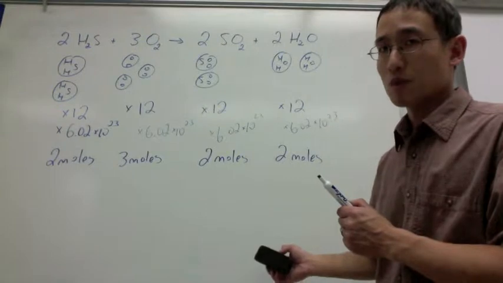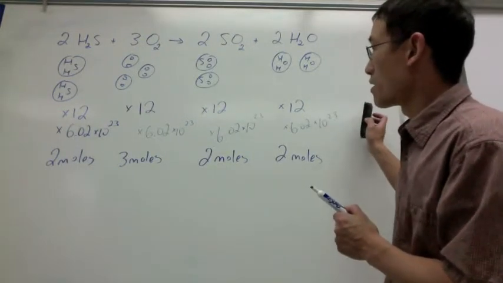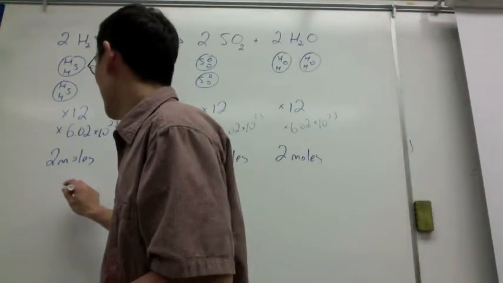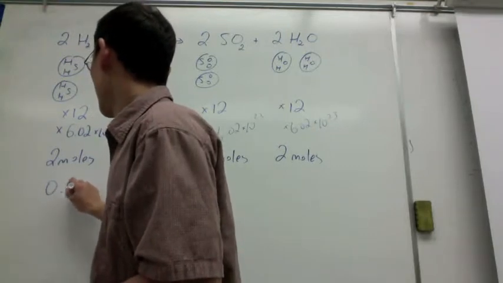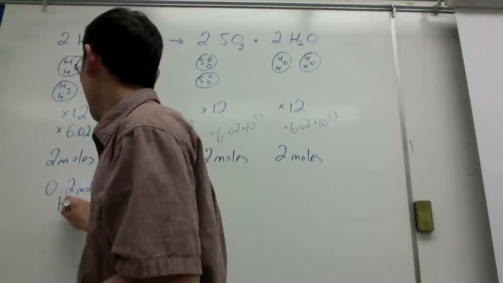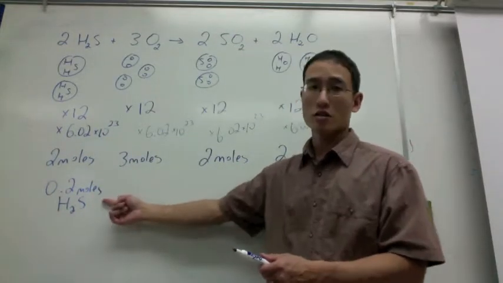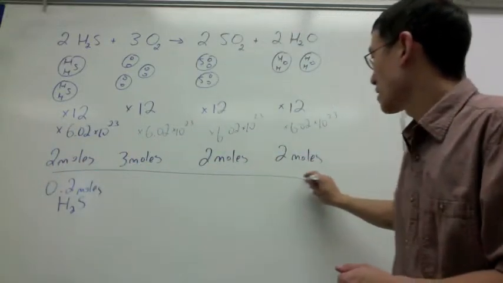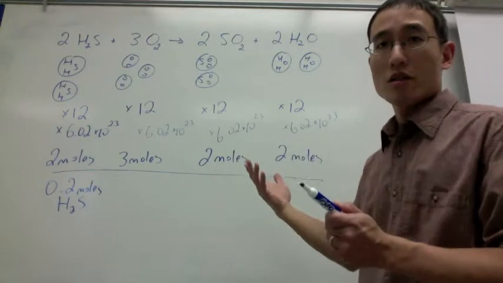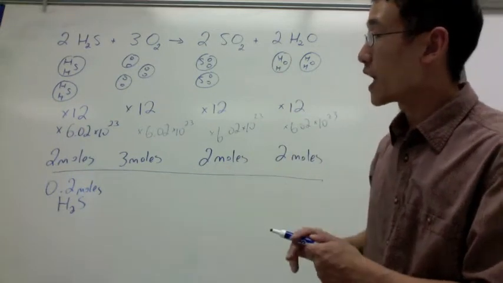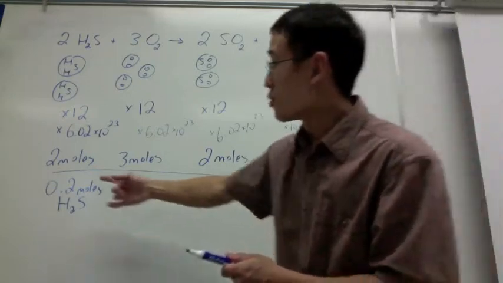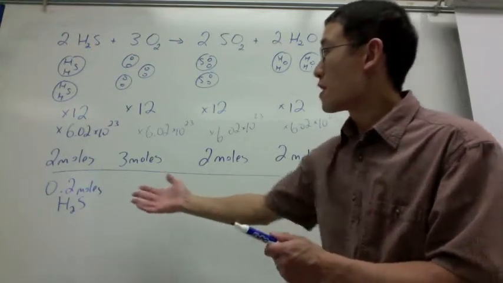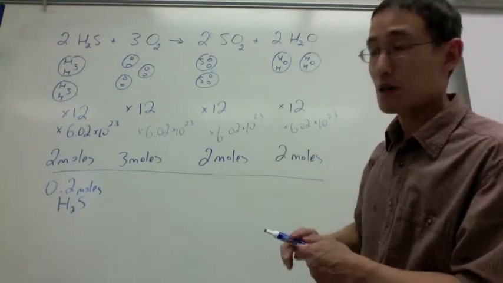In the Calm homework set, there are some questions that say, for instance, what if I had 0.2 moles of H2S? So let's say I start with 0.2 moles of H2S, then how much of everything else would I need because of that? Well, just looking at the coefficients, 0.2 is related by taking 2 divided by 10. And so everything else would be scaled in the same way.